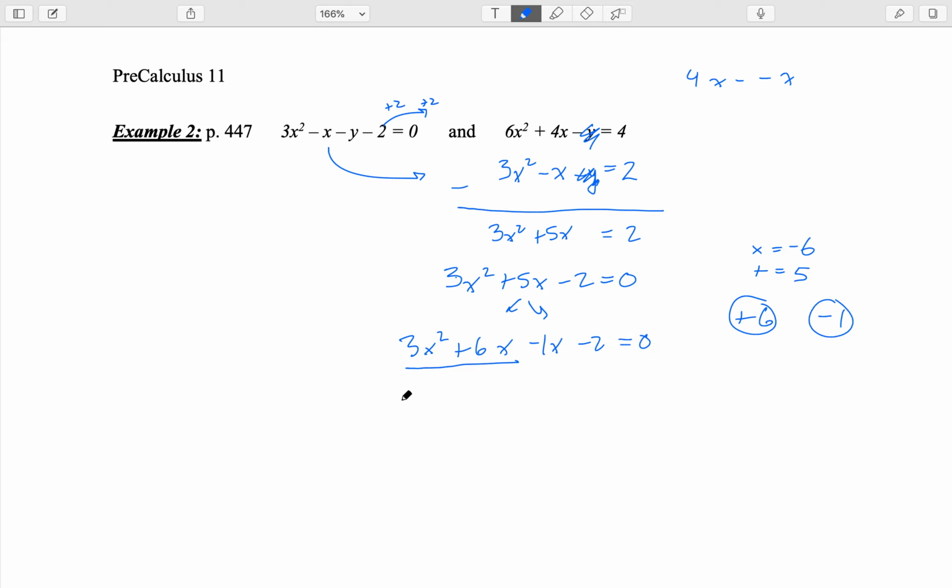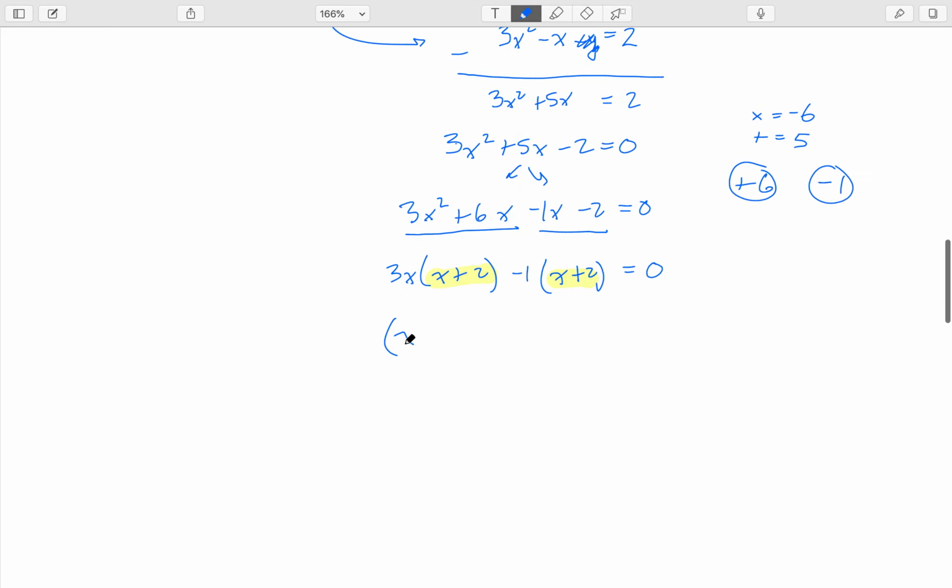So these first two, I should be able to factor out 3x, bracket, x plus 2. These two, I can factor out minus 1, bracket, x plus 2, right? Negative 2 divided by negative 1. Okay, there we go. Excellent. I can see it right now because x plus 2, it's the same factor. That's what I'm looking for. That's going to be one of my factors, x plus 2. Here's my other factor, 3x minus 1. Remember, it's still equal to 0.